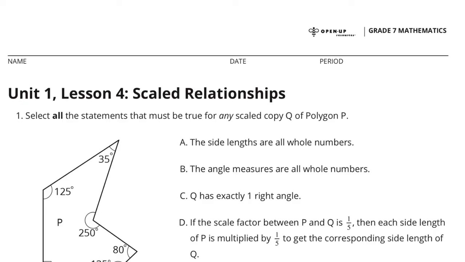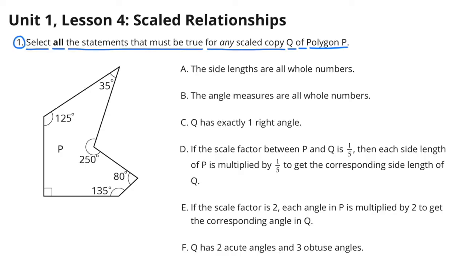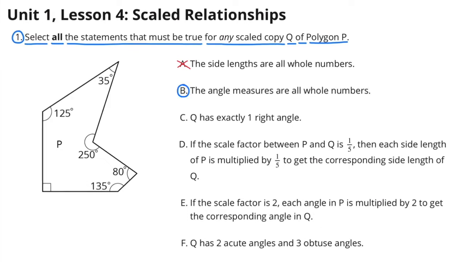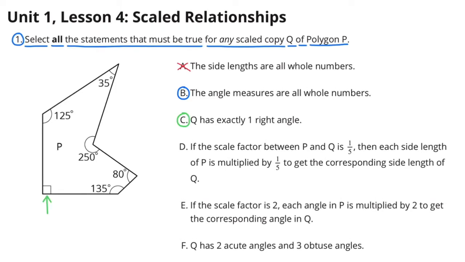Unit 1, Lesson 4, Scaled Relationships. Number 1. Select all statements that must be true for any scaled copy Q of polygon P. I did not select A because we don't know if all the side lengths are whole numbers. I did select B because we can see that all the angle measures are whole numbers. I selected C because Q has exactly one right angle located on the bottom left-hand corner.